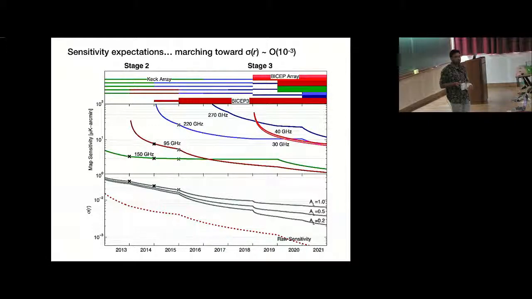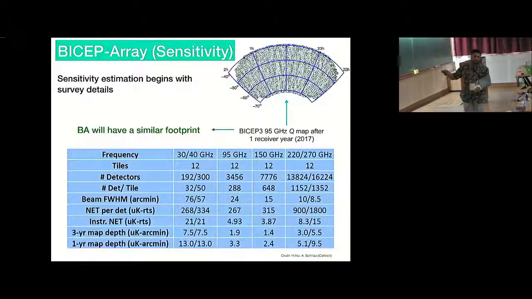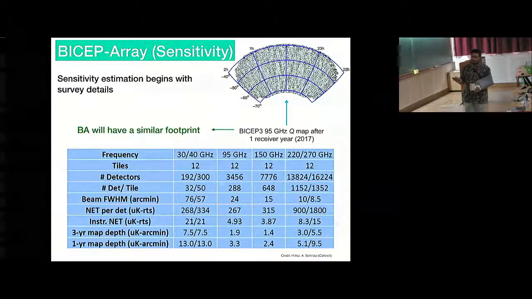Other questions? Survey area, yeah. So this is the patch that we are targeting. I think it's a little less than 10% of the sky. That's probably 2 or 3%. 2 or 3, yeah. Yeah.